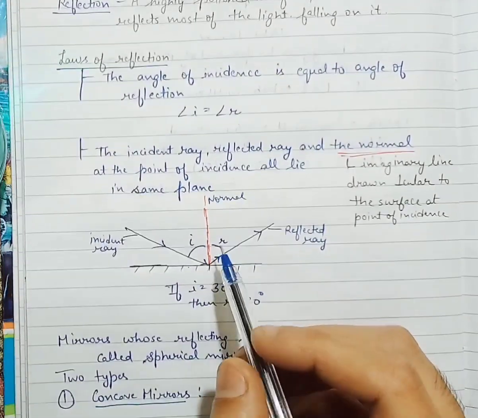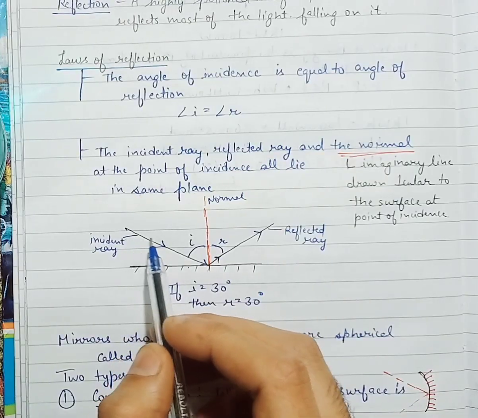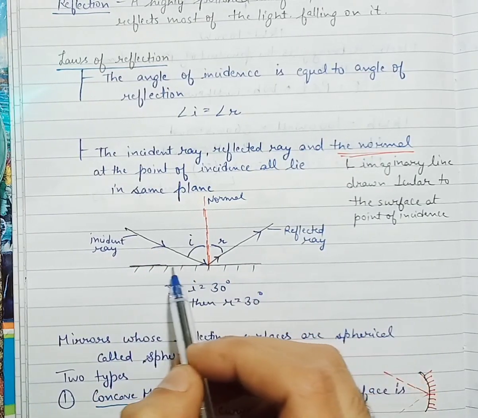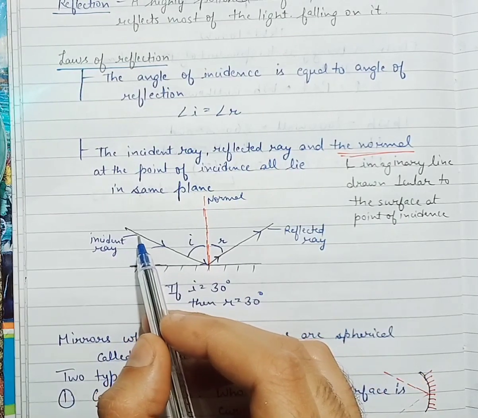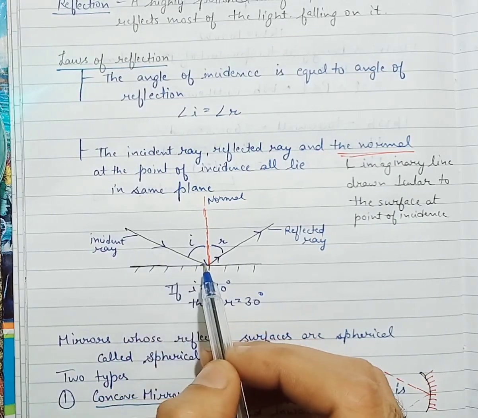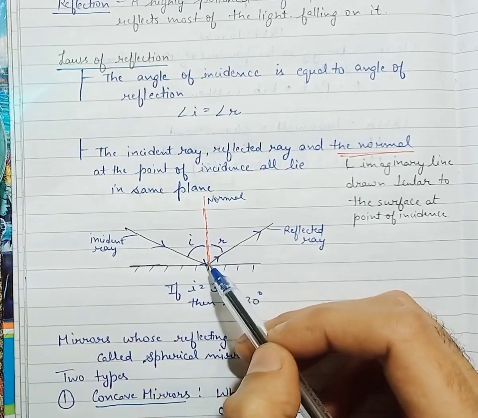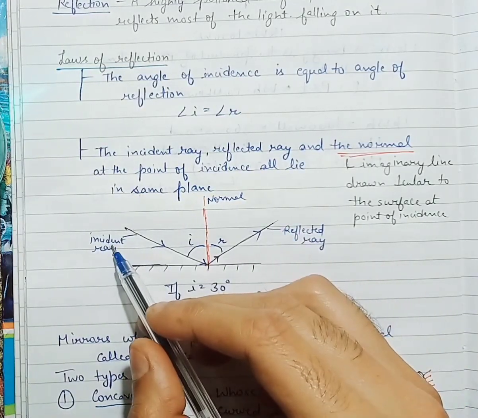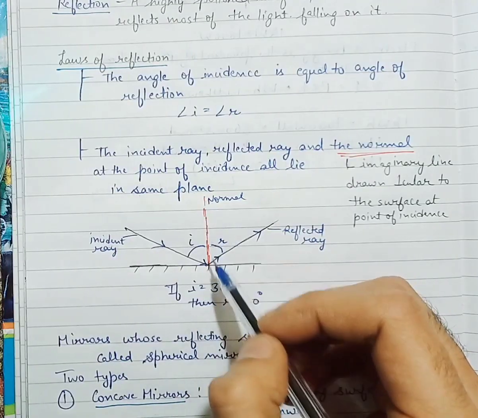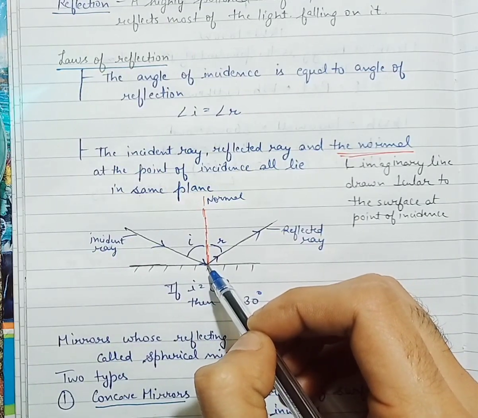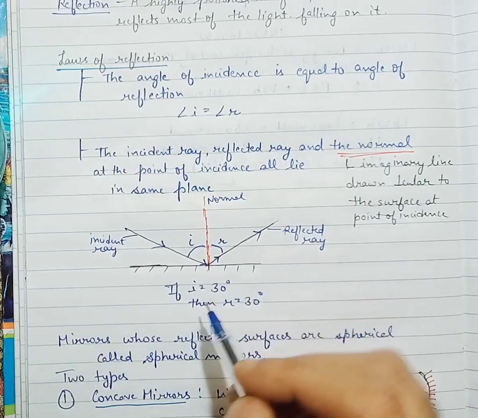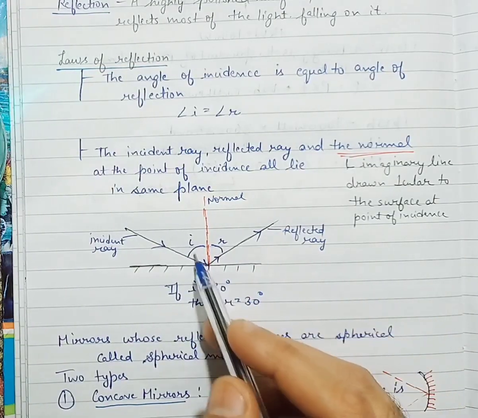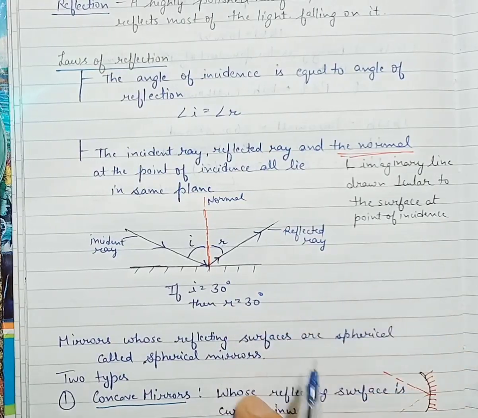So here we can see the diagram. Let's say this is the light, and this is the surface, such as a mirror. When light goes to the mirror, it reflects to the other side. So this is the reflected ray and this is the incident ray, and the normal is the perpendicular here. This point is the normal line point. This is the incident angle and this is the reflected angle. If I equals 30, then R is also 30.